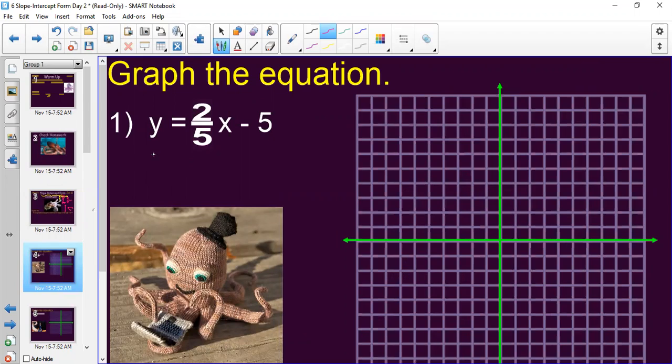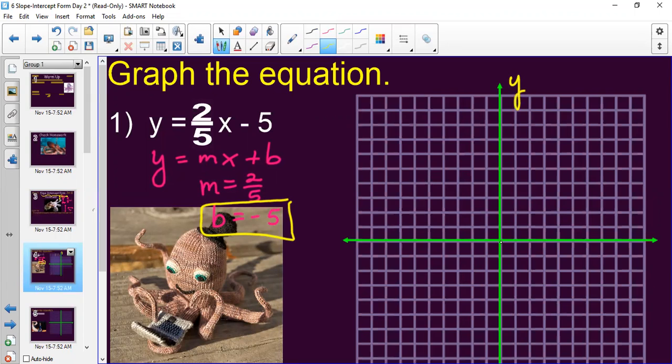Remember, first thing is that we pull out the m and the b, the slope and the y-intercept. So here our slope is 2/5 and our y-intercept is -5. And if you remember from yesterday, we start at the b, the y-intercept. So we find -5 on our y-axis. That means down 5. And we put a point there, or a star yesterday. And then as you get comfortable with this, you can just put a point.